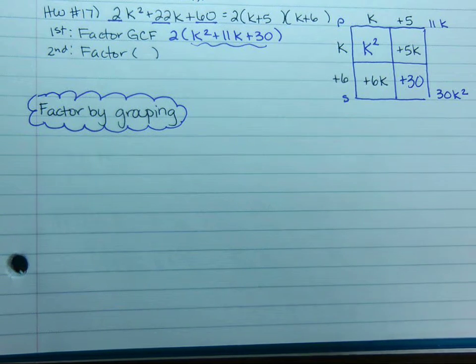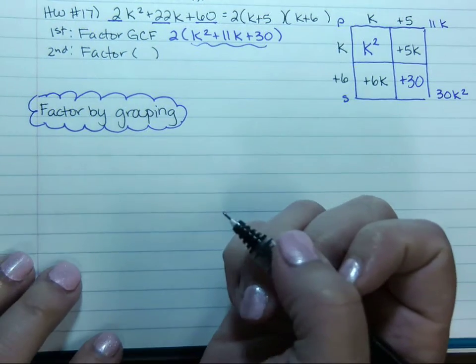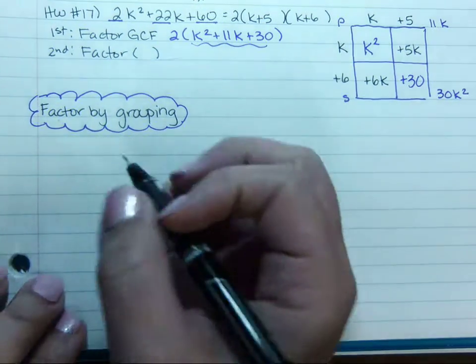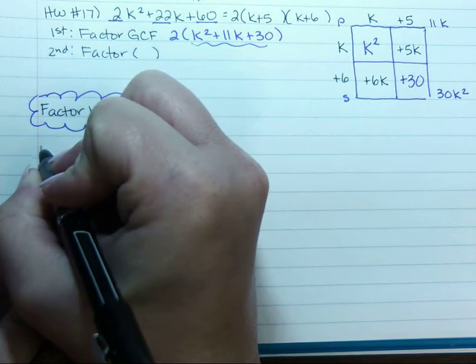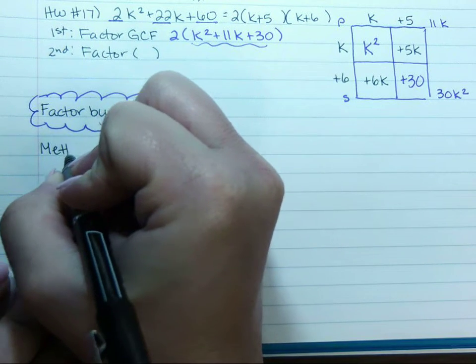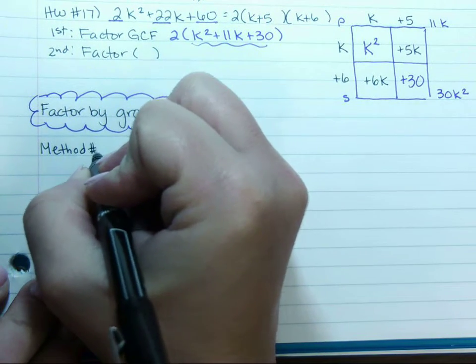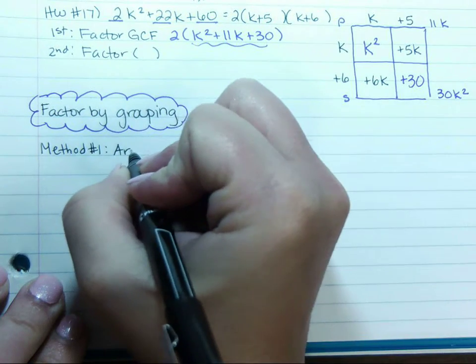Today we're going to be doing factoring by grouping. Factoring by grouping is where you have more than 3 terms, but you need to be able to create a binomial times another binomial. I'm going to show you 2 different techniques. So method number 1, we're going to do this with the area box again.